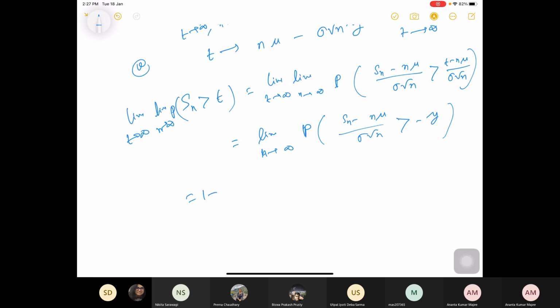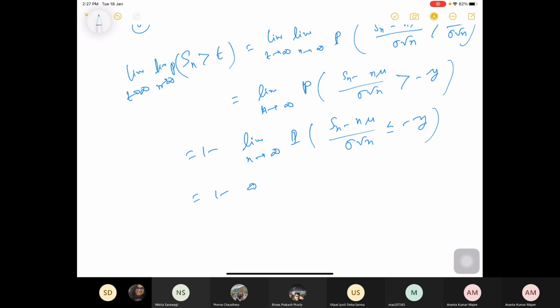Okay, so I can write down, this is 1 minus the limit as n goes to infinity of the probability of (S_n minus n mu) by sigma root n less than or equal to minus of y. Is it not? Because the probability of a complement is equal to 1 minus probability of A. So now if you look at these things, this is nothing but 1 minus phi of minus y. Is it not? So now from the cumulative distribution function, this is the same as phi of y, because 1 minus phi of minus y should be phi of y, because the total integral is 1. Okay, you check it, because you look at the symmetricity and so on, from there you will get that 1 minus phi of minus y is the same as phi of y.